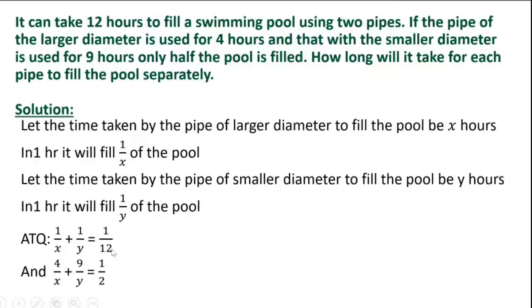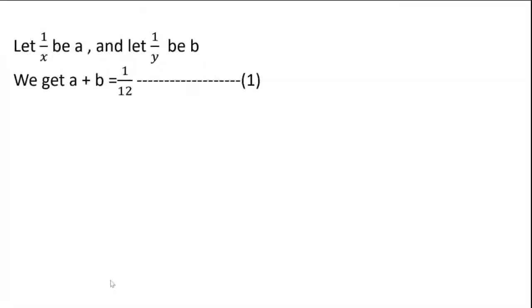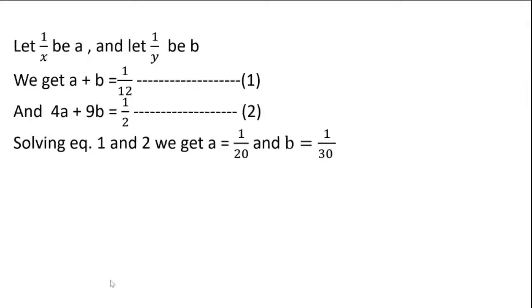I will take together these equations. I will put 1 upon x equal to a, 1 upon y equal to b, and I'll get my equations reduced to a linear equation by a plus b equal to 1 upon 12 and 4a plus 9b equal to 1 upon 2. I solve them by whichever method I want to, and I get a is equal to 1 upon 20 and b is equal to 1 upon 30.